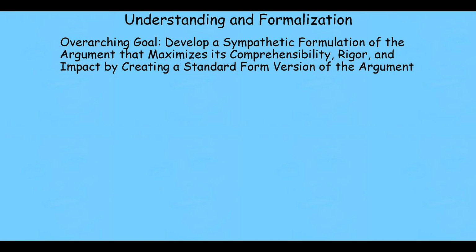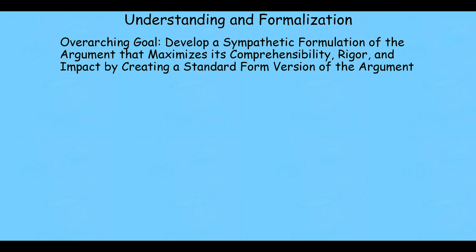Our overarching goal here is to take a passage, determine whether or not it contains an argument. Then, if it does, we want to be able to develop a sympathetic formulation of that argument that maximizes its comprehensibility, its rigor, and its impact. And we'll do this in this second step by creating what's called a standard form version of that argument. And to do that, we'll follow 4 basic steps.